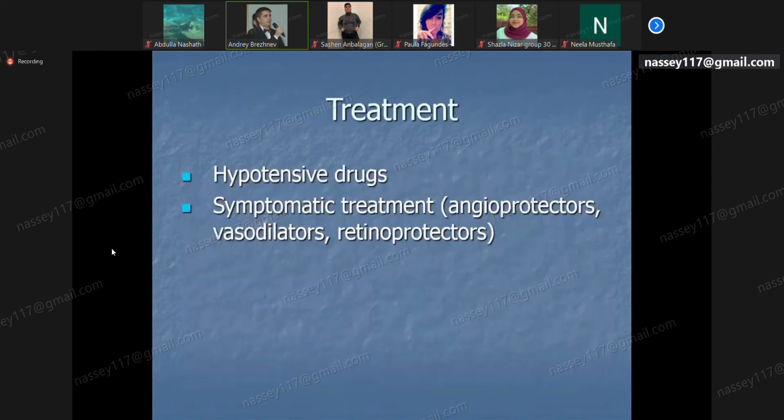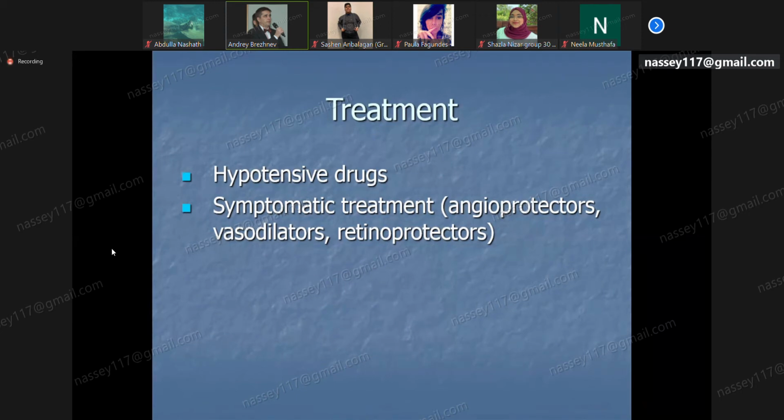How to treat patients with changes of the retina due to arterial hypertension? Of course, all retinal changes occur due to raised blood pressure. Therefore, first of all, their blood pressure should be corrected. And it's not our pathology, it's more a therapeutic pathology. So our colleagues, therapists, family doctors, cardiologists, neurologists should treat such patients.